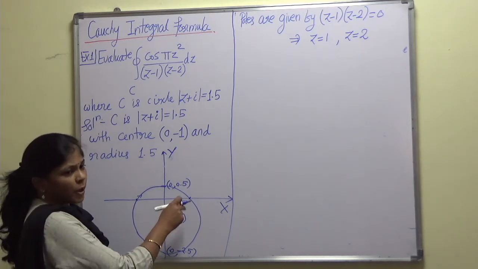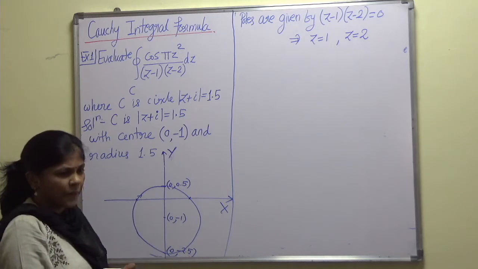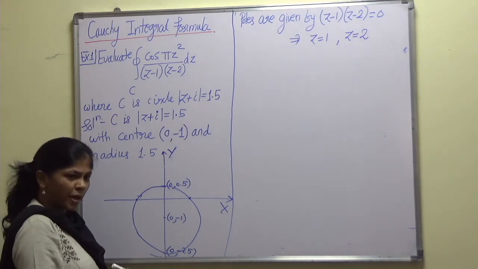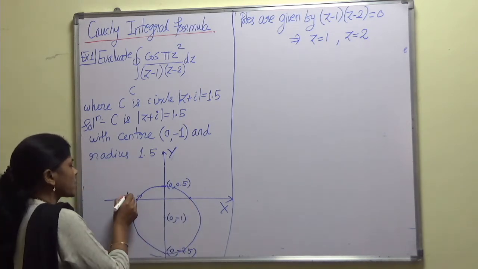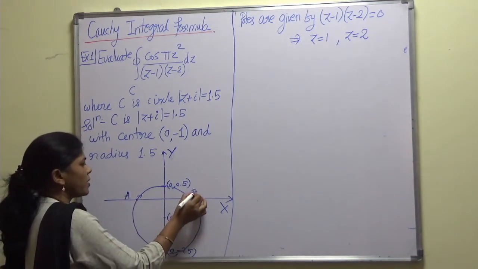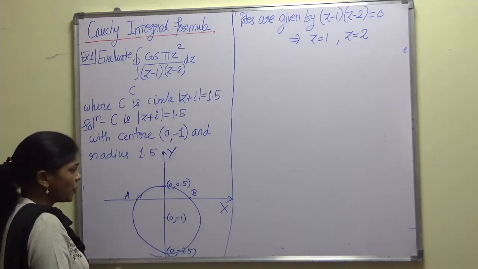Unless we know the coordinates of these points, we cannot plot those two poles. So let us first work out the point of intersection. Let us call these two points A and B. I am interested in the coordinates of these points. So how do we find this?